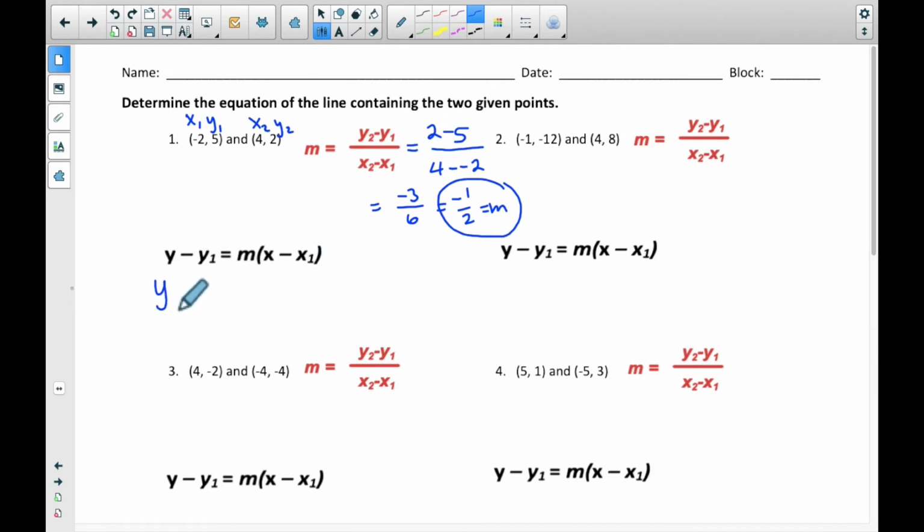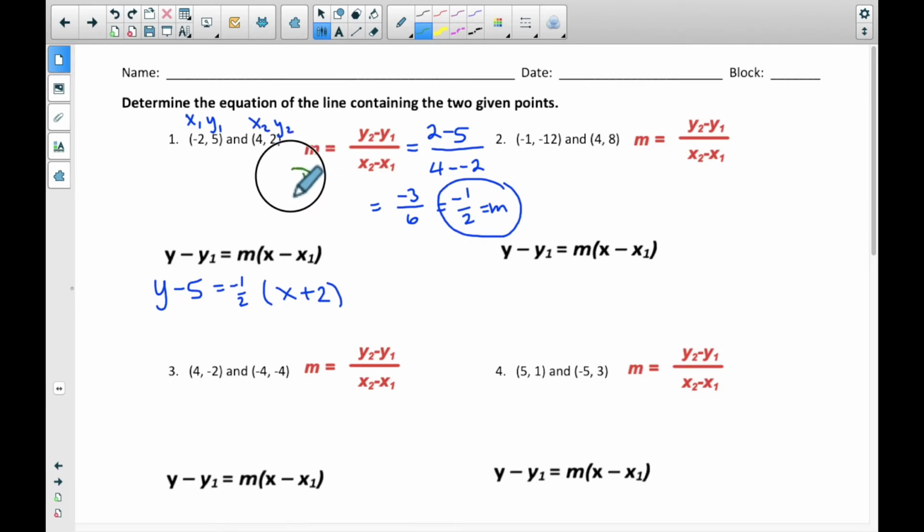So again, I have y minus, and I could use either one, but I'm just going to stick with these because they're x1, y1. So I'm going to say y minus 5 is equal to -1/2, because that's my m, x minus -2. And remember, minus a negative does mean plus, and so I'm going to put that in there like that, and then I'm done.